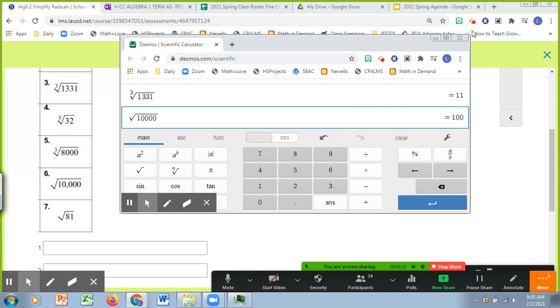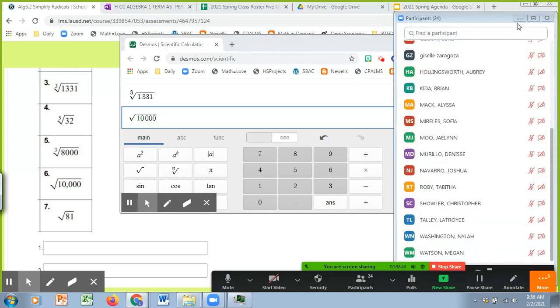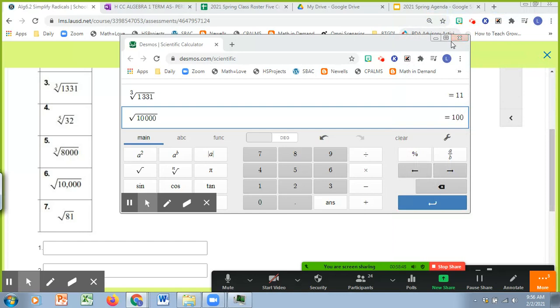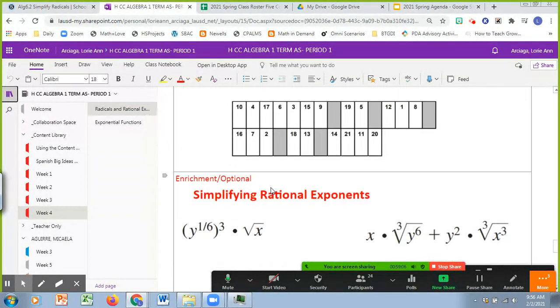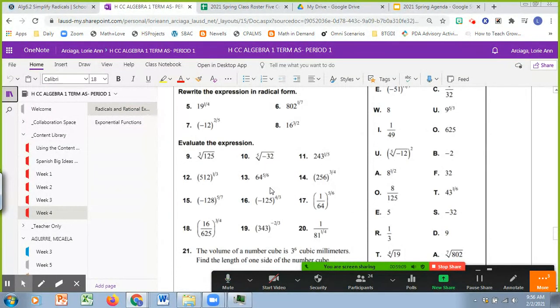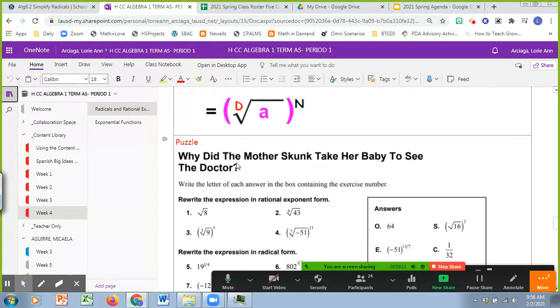10,000. There should be a whole number. All right. So while you're working on that, allow me to repeat your homework: you have to do the puzzle in your OneNote. It's right here. There you go. So this is your homework. All right.